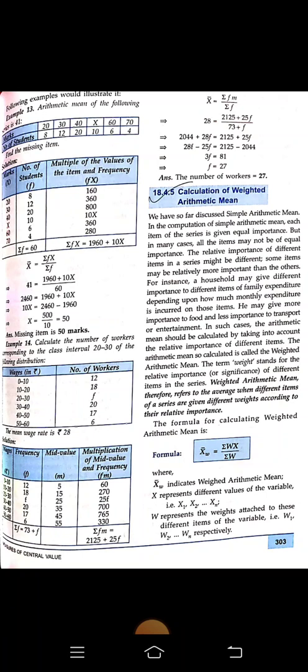So the formula is given, right? The formula is x, that is indicating weighted arithmetic mean, and there is sigma, that is total. W is representing the weight attached to the different items of the variable, and we are having x. X is representing the values of the variable.